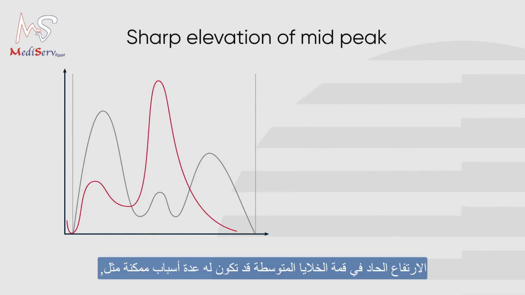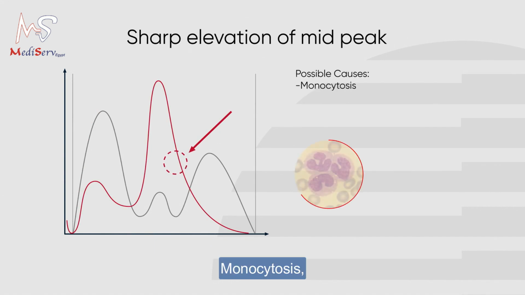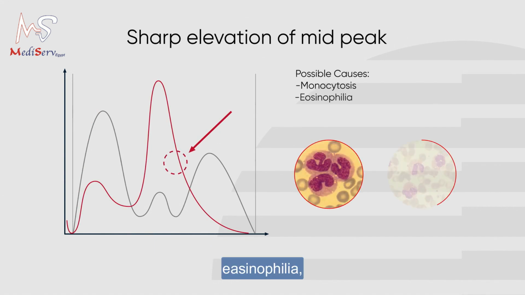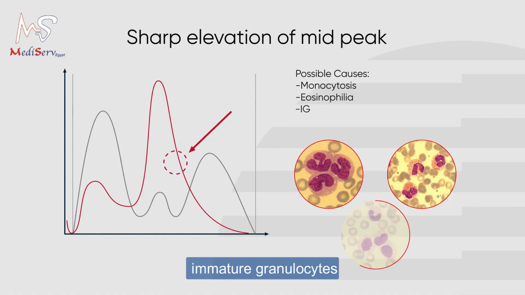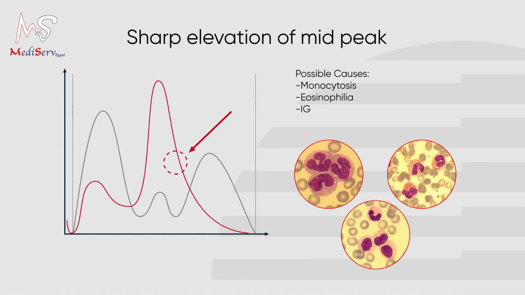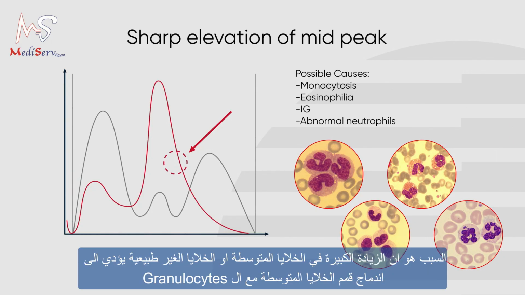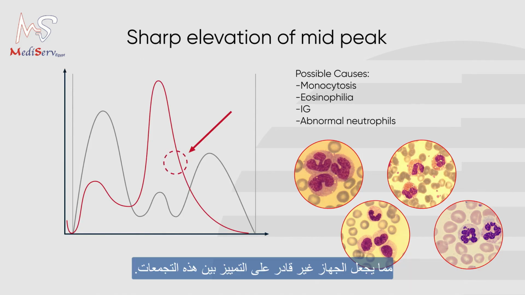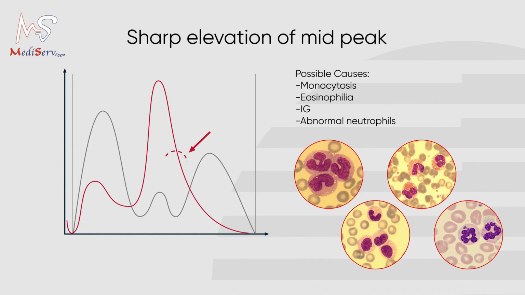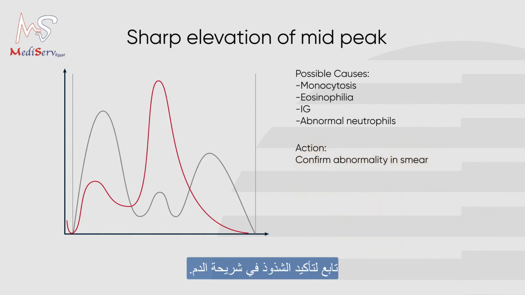A sharp elevation of the mid-peak could have several possible causes such as monocytosis, eosinophilia, immature granulocytes, or abnormal neutrophils. The reason is that the high increase of mid-cells or abnormal cells causes the peaks of the mid-cell and granulocyte population to merge, and the analyzer is unable to distinguish in between these. Proceed to confirm the abnormality in smear.